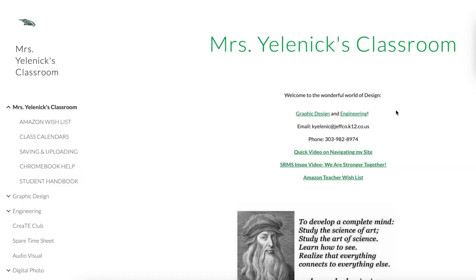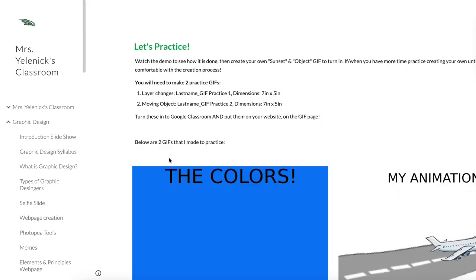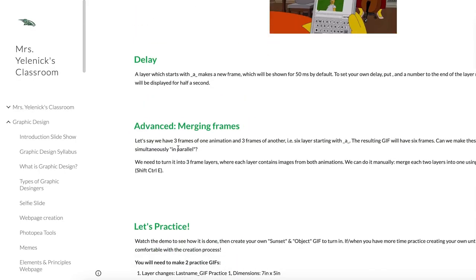Stand by. Okay, let me search for the page. GIF, down here, advanced, merging frames. Let's say we have 3 frames of one animation and 3 frames of another, i.e. 6 layers starting with _a_. The resulting GIF will have 6 frames. Can we make these 2 animations play simultaneously in parallel? We need to turn it into 3 frame layers, where each layer contains images from both animations. We can do it manually. Merge each 2 layers into one using layer merge layers.